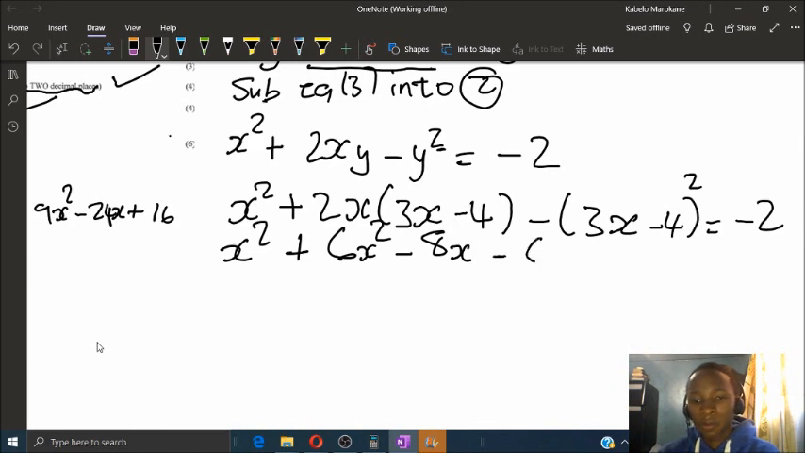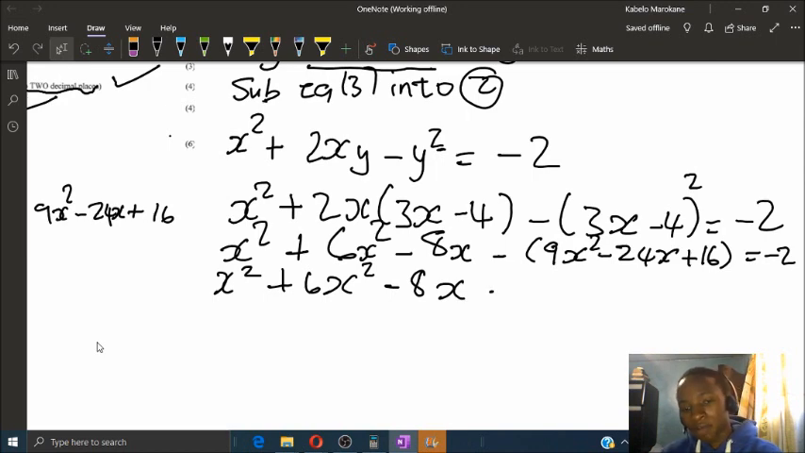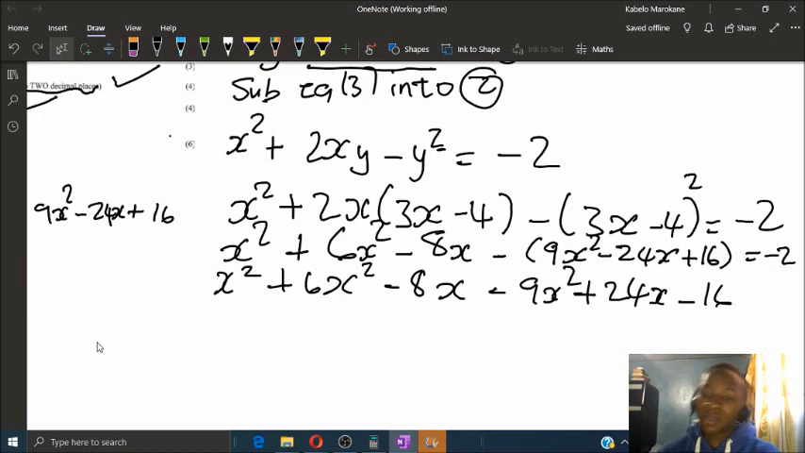So, still in the brackets, 9x squared minus 24x plus 16 equals minus 2. x squared plus 6x squared minus 8x, and then multiplying the negative in the bracket will give you minus 9x squared plus 24x minus 16, and then bring the minus 2 to the other side, which will give you positive 2, all equals to 0.